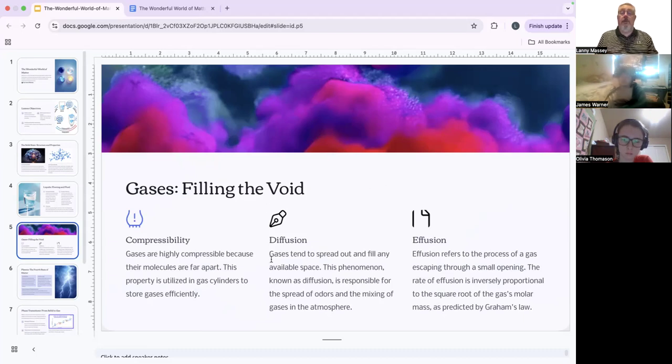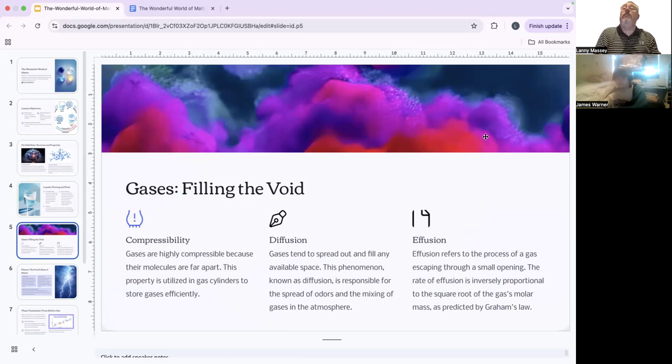Gas also has the ability to diffuse, which is what I was just talking about, the ability to spread out and fill containers and move apart. And then it also has the ability to effuse. When we talk about effuse, we're talking about the ability to move through very small openings that maybe a liquid is too big to pass through and a solid definitely won't. So there's that.